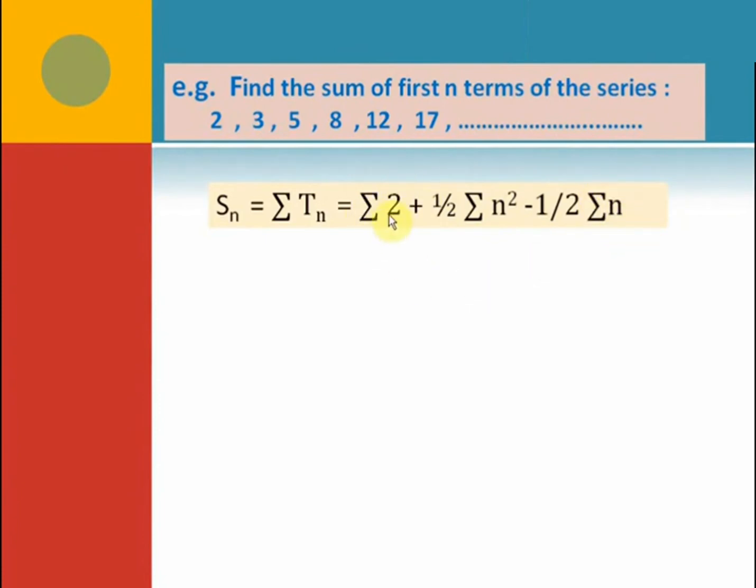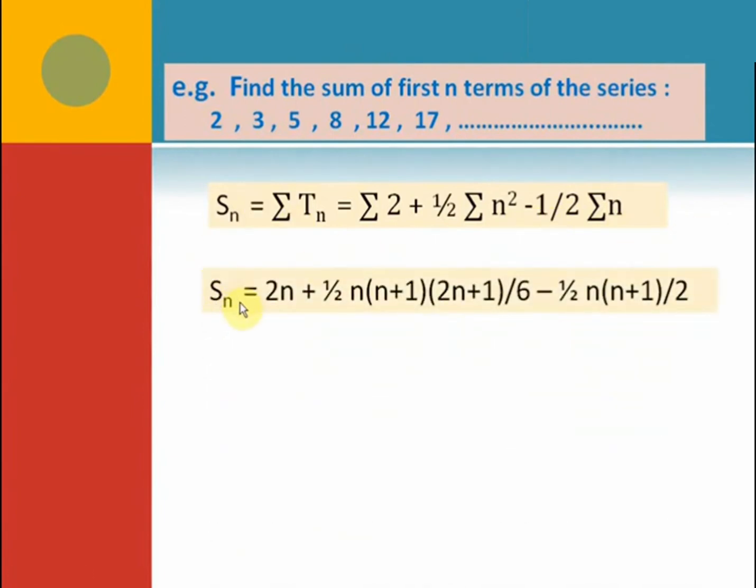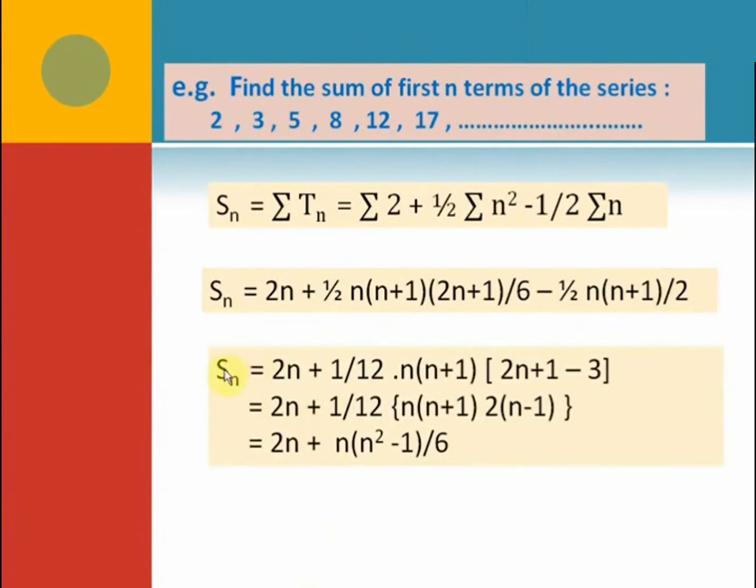Now we know the value: summation of 2 is equal to 2n. Summation of n square is n into n plus 1 into 2n plus 1 divided by 6, and the summation of n is n into n plus 1 divided by 2. Thus Sn would be equal to 2n plus 1 by 2 into n into n plus 1 into 2n plus 1 divided by 6, minus 1 by 2 into n into n plus 1 whole divided by 2. This further becomes Sn equal to 2n plus 1 by 12 into n into n plus 1 into 2n plus 1 minus 3. We have taken n and n plus 1 common from both these terms.